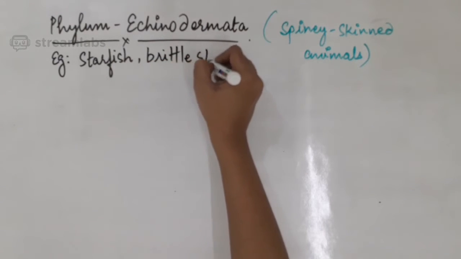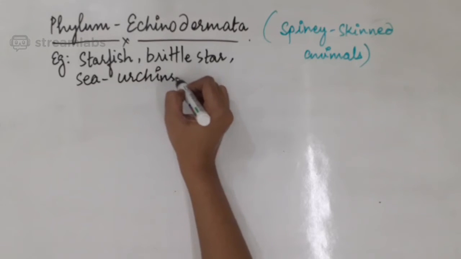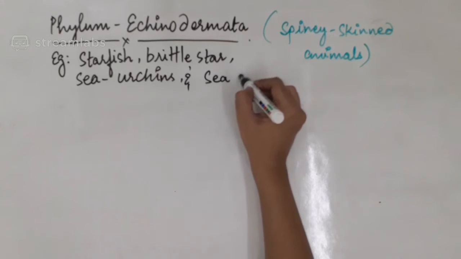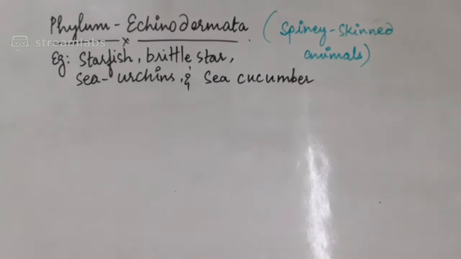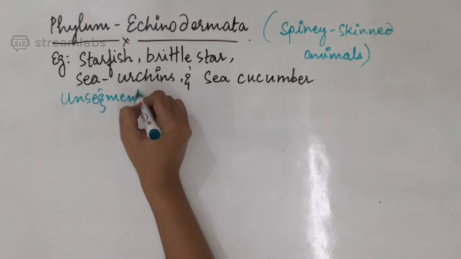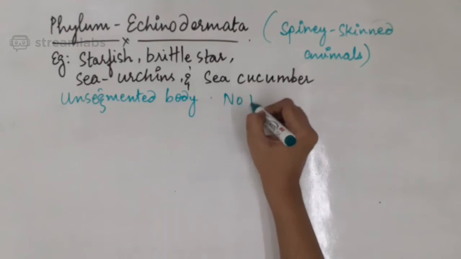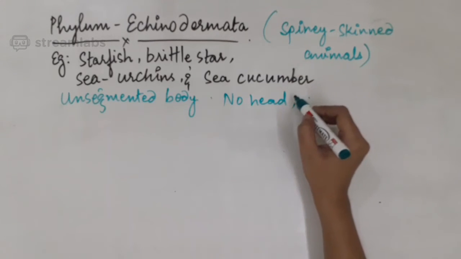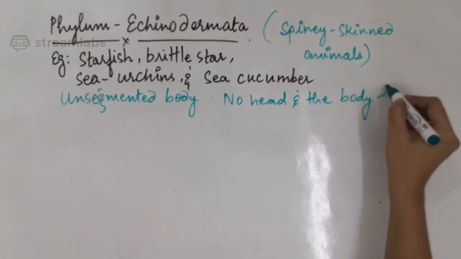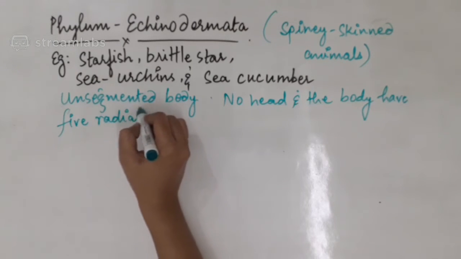Apart from that, you have the sea urchins and sea cucumber. All the animals included in this phylum have unsegmented body. That means they have no segments over their body. They have no head and the body is having 5 radial arms or limbs with sharp spines all over the body.